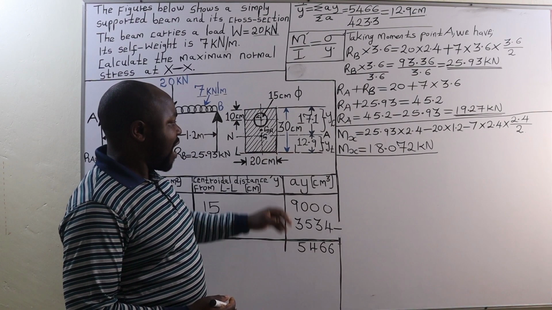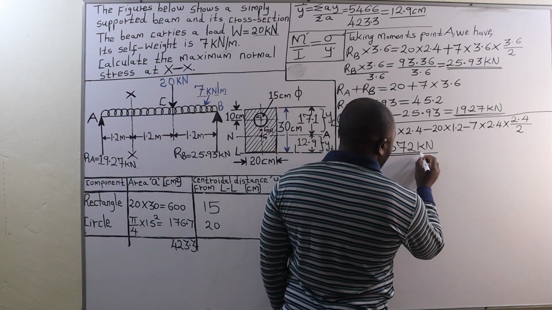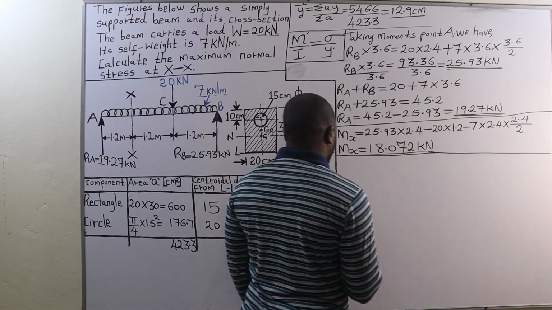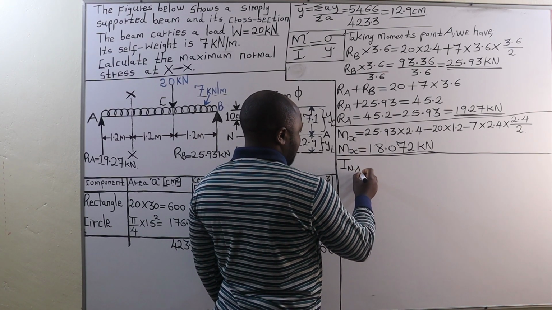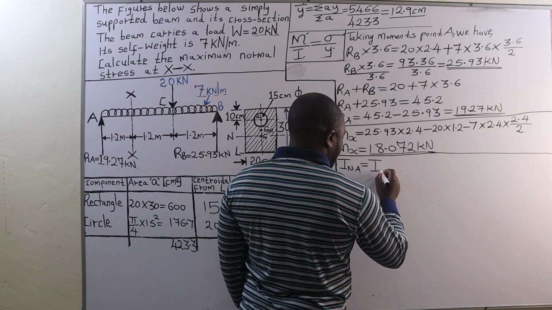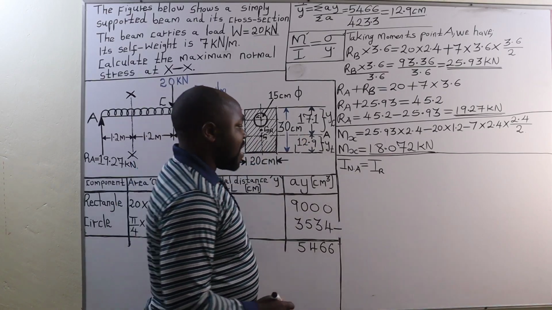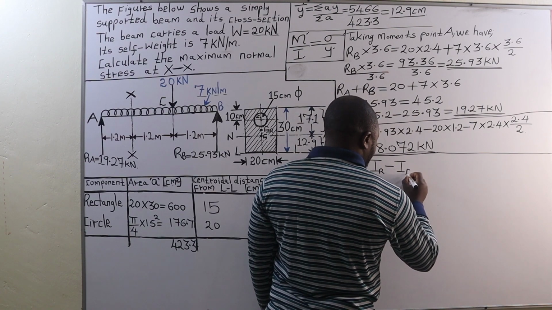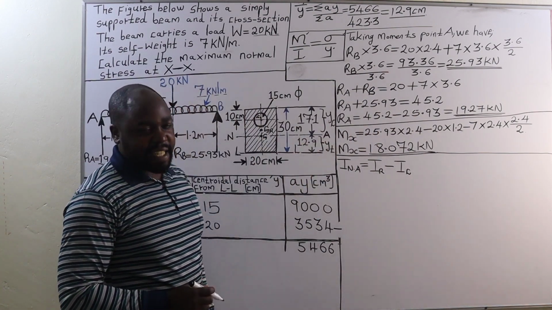this rectangular beam section. Now, for us to determine the value of the moment of inertia about the neutral axis, we are going to calculate the moment of inertia of the rectangular section about the neutral axis, and we subtract that with the moment of inertia of the circular section about the same neutral axis.